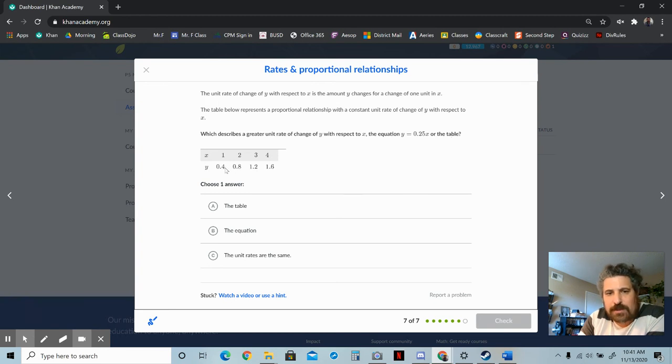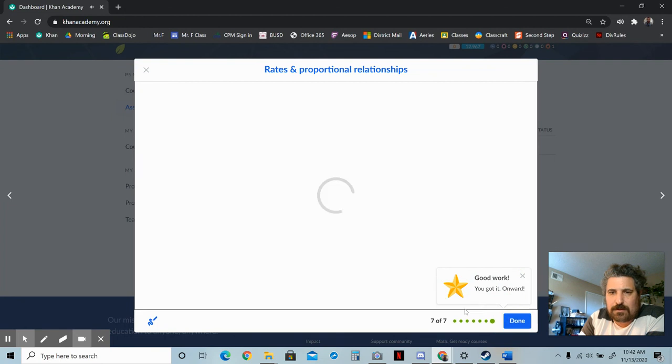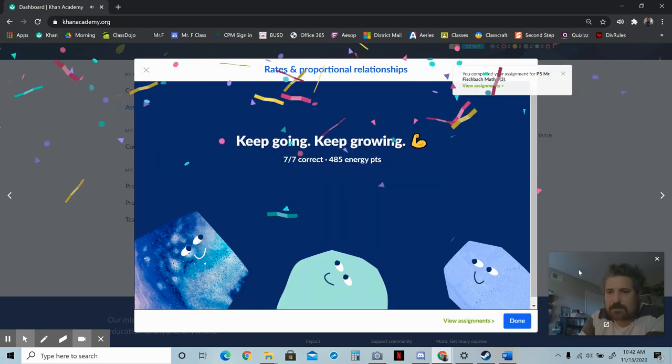Well, this one's going to be 0.4 for every 1. And this one's going to be 0.25 for every 1. Well, 0.4 is greater than 0.25, right? So the table is going to have a higher unit rate. The equation for the table will be y equals 0.4x, whereas this equation is y equals 0.25x. So it says which describes a greater unit rate? The greater would be the table. And that's how you do those problems.